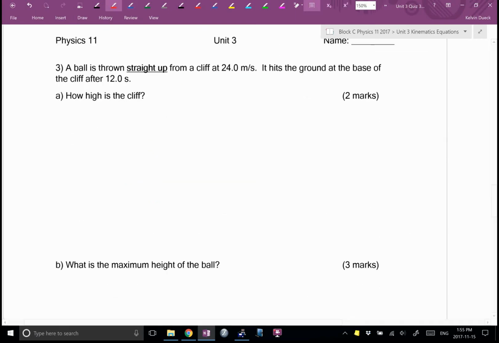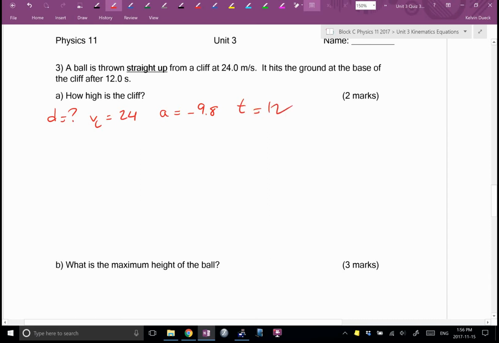Looks like number 3, how high is the cliff? Wants me to find d. Looks like V i is 24. What if instead of straight up, it said straight down? What would V i be? Negative 24. Easy fix. Okay. I might give you a straight down on your test. I might give you a straight up on your test. I don't know. We're in free fall. And it looks like the time of flight is 12 seconds.